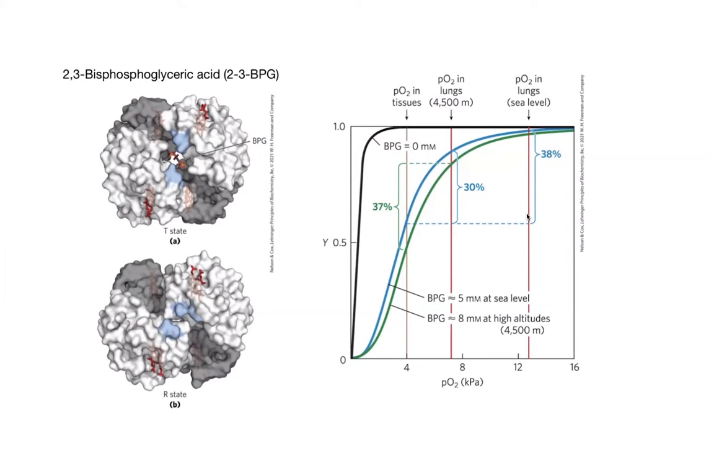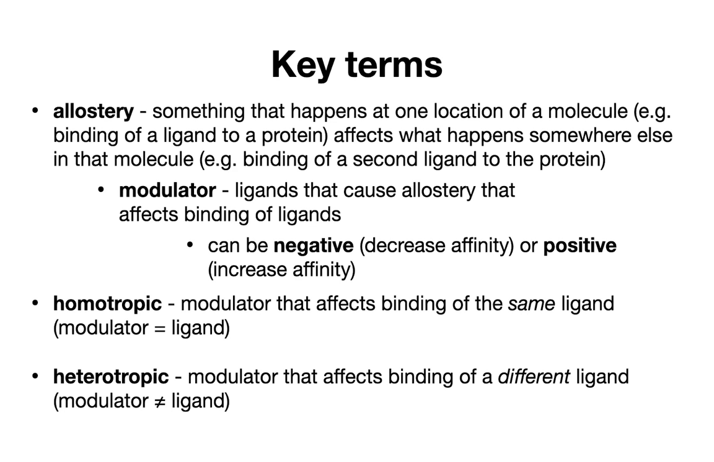So bottom line, BPG is acting as this negative modulator of binding, and the BPG levels can be modulated. We can make more of it, we can make less of it in order to best suit our body's needs. So how would we classify BPG? BPG is going to be a heterotropic negative modulator. It's heterotropic because it's different than the ligand that we're talking about. We're talking about BPG affecting the binding of oxygen. It's affecting it negatively, so we call it a negative modulator.